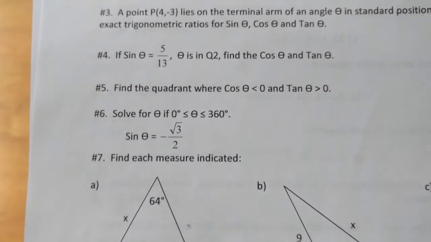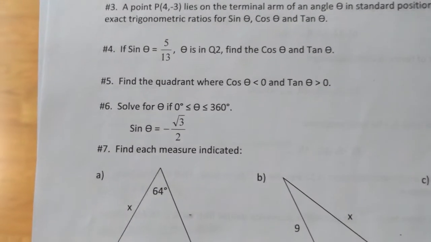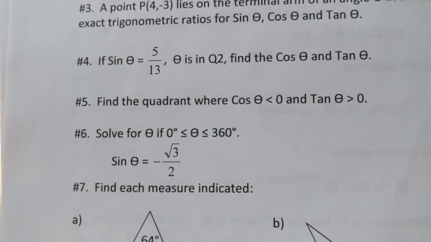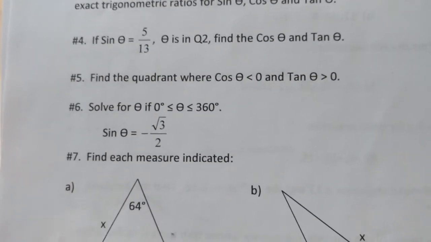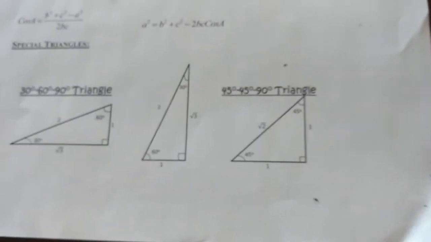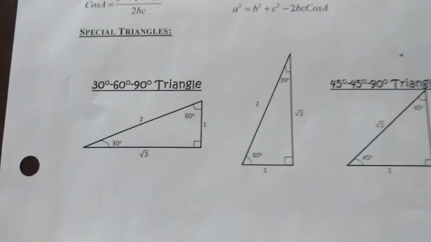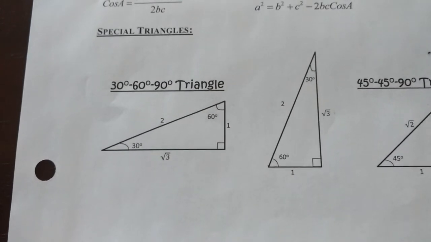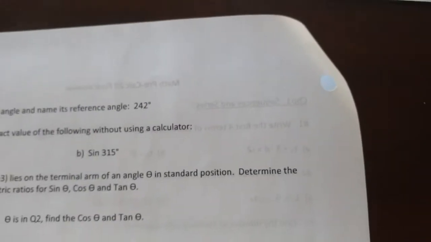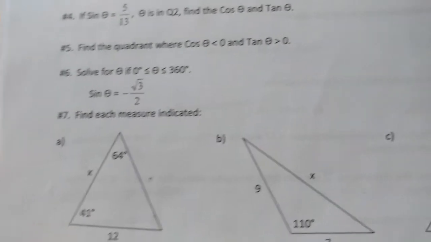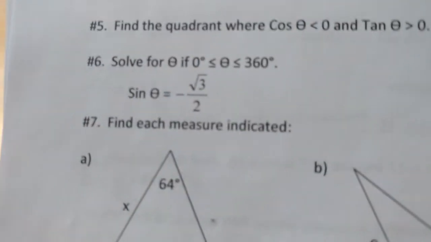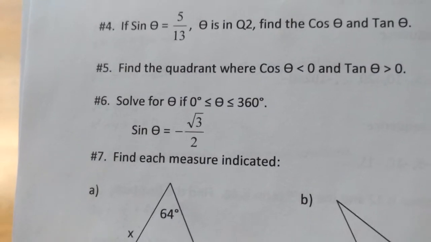6, solve for theta if theta is between 0 and 360 and sine theta is -√3 over 2. As soon as you see that -√3, or even just √3 in general, you should be looking right at your special triangles. The only special triangles that have √3 in them are the 30, 60, 90 triangles, so we know we're going to be using one of those. But again, the question says solve for theta between 0 and 360, and notice that sine is going to be a negative number here.